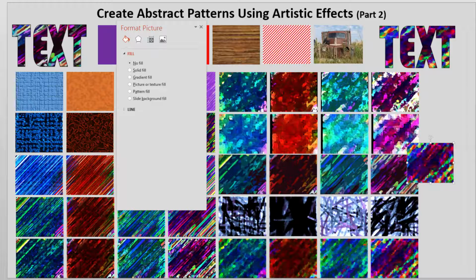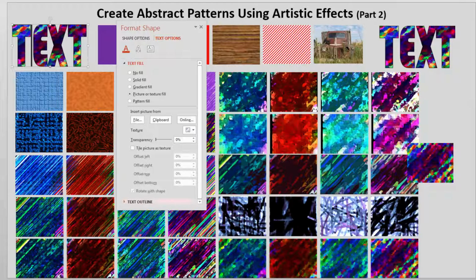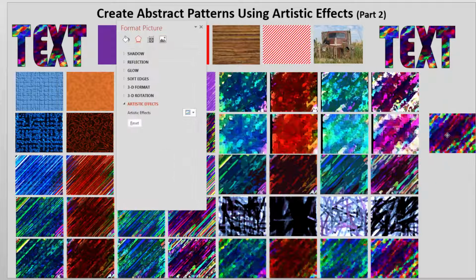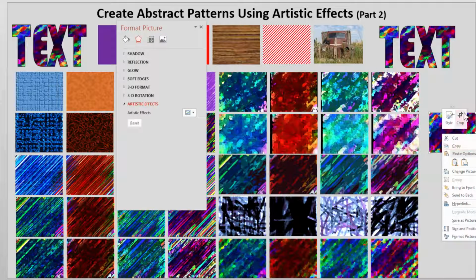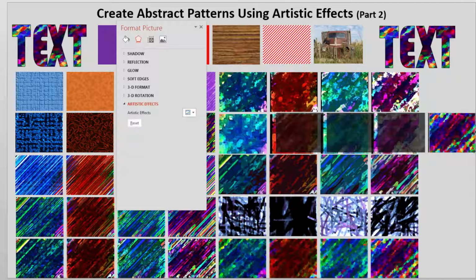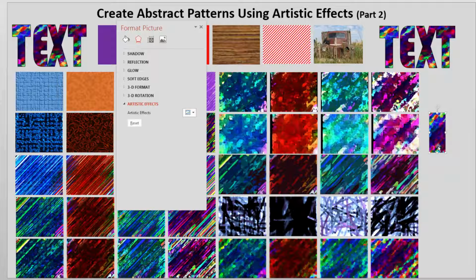Let's put that one in the text here. Let's go to text. And there. And again, you can crop this, rotate it. So let me right click. Let me crop that. Let's say, take it down to here. See what that looks like. We're going to copy.